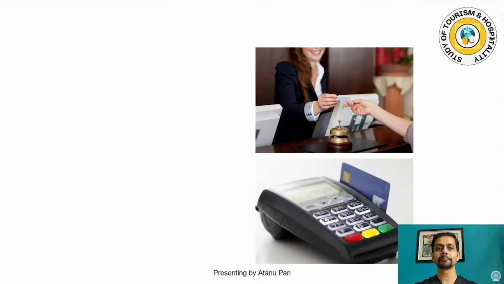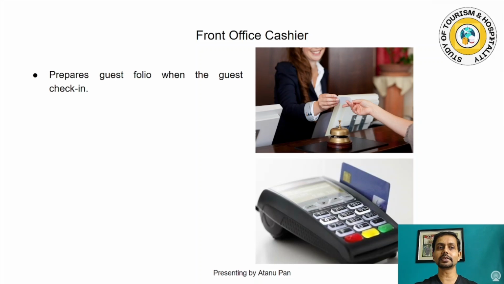Next comes, so what do you understand from this picture? There is a machine. Okay, some cards are actually handed over to someone. Okay, yes, definitely you are correct. This is the cashier, those who are dealing with the cash. So what does this cashier basically do?